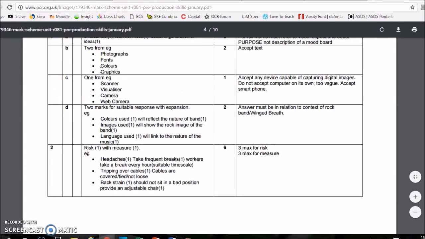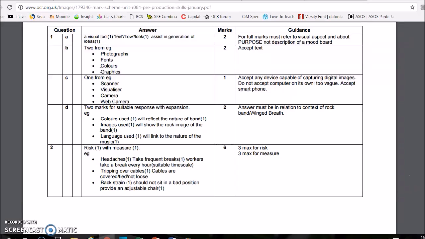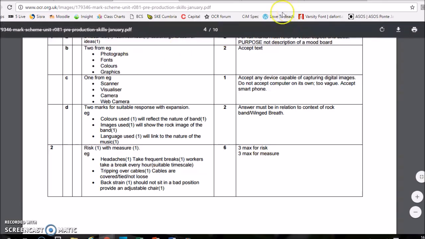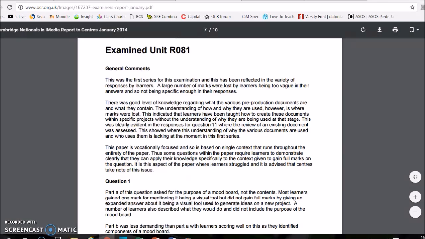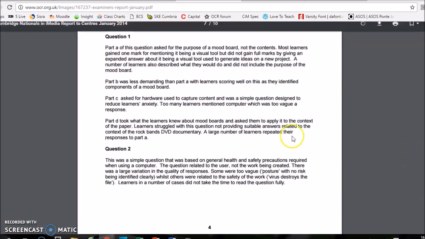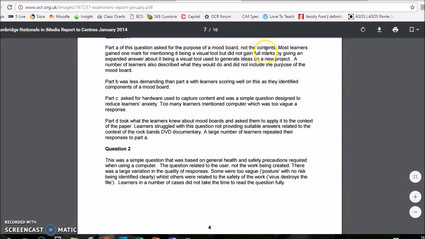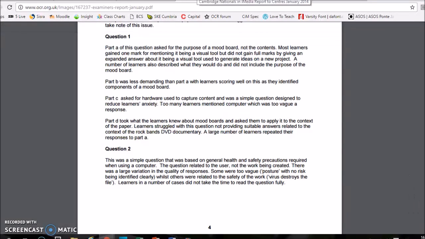So the ideas for answers from the mark scheme are that it's a visual tool, or it shows the feel, flow and look to assist in the generation of ideas. And the guidance very clearly states there that it's about the purpose, not the description of a mood board. And this is backed up by the examiner's comments, which say that for question 1A, the question asks about the purpose, not its contents. And that's a distinction that you've got to make. You're looking for why it exists, what does it do, rather than what is on it.